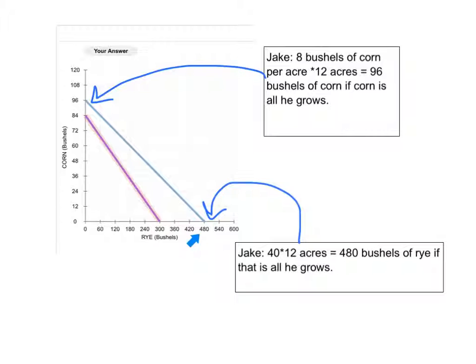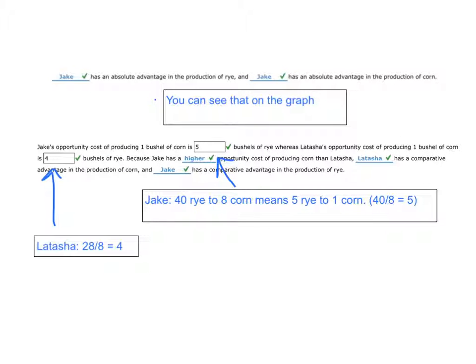Here, 480, that would be 40 bushels of rye times 12 acres, so 480 bushels total if he uses all of his land to produce rye. And he's up here at 96 if he uses all of his acres of land to produce corn. You can do exactly the same calculation to find out what Latasha can produce. So you can see on the graph that Jake has an absolute advantage in the production of rye, and Jake also has an absolute advantage in the production of corn.